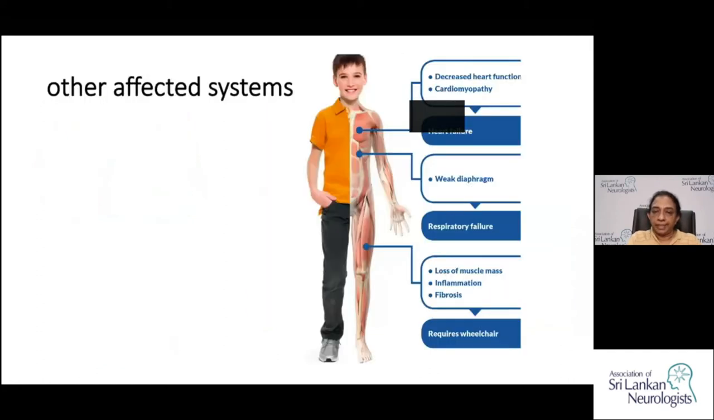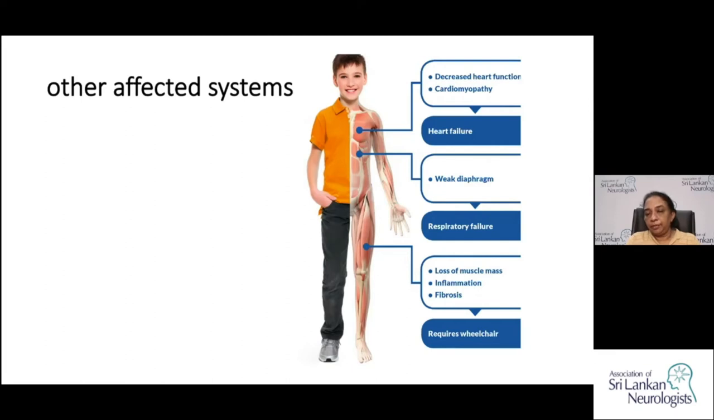Not only the muscle system, but other systems are also affected, especially in the genetic myopathies, that is the cardiovascular system. They may have cardiomyopathies or conduction defects, and they may go into heart failure. So it is important that you exclude any cardiac condition or do regular echoes, because there are medicines that you can provide to improve their outcomes. And also with respiration, especially with the weak diaphragm, they may have respiratory difficulties and respiratory failure later. Actually, these two are the main causes of death later in life in these patients.